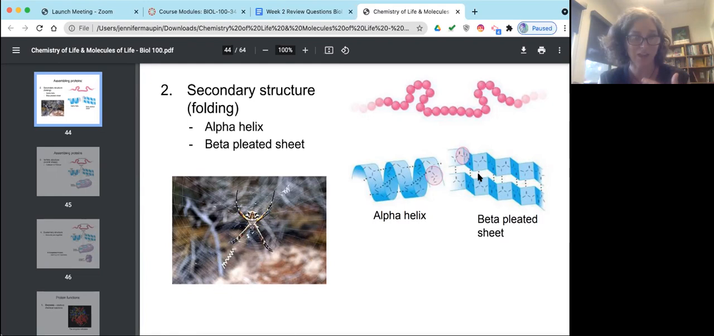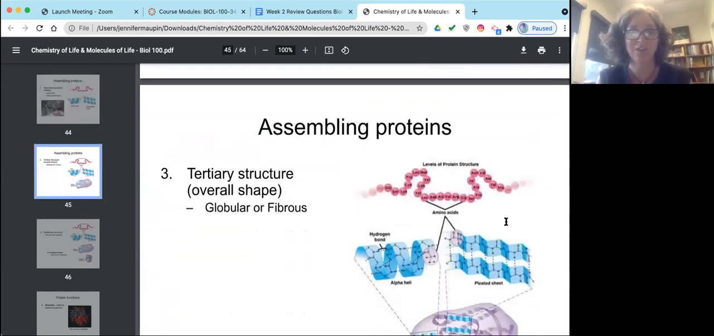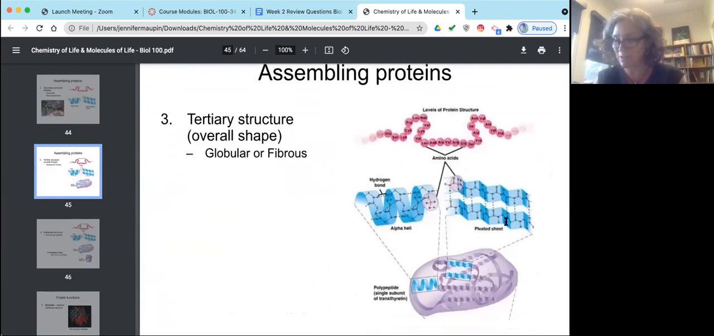And we're going to talk about that in coming weeks, that if you add acid, or even if you make it more basic, or if you add heat, these things could get in there and disrupt this secondary structure and then the tertiary structure, because it's going to keep folding more. So you have these little regions that are alpha helices or beta pleated sheets.